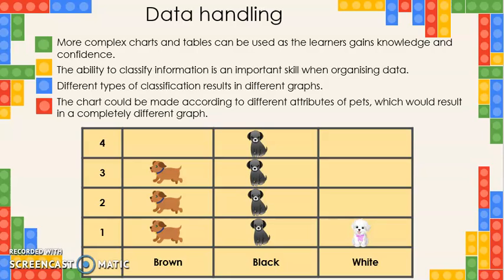More complex charts and tables can be used as the learner gains knowledge and confidence. The ability to classify information is an important skill when organizing data. Different types of classification result in different graphs. The chart could be made according to different attributes of pets, which would result in a completely different graph. The question here would be, what are the colors of the dogs?